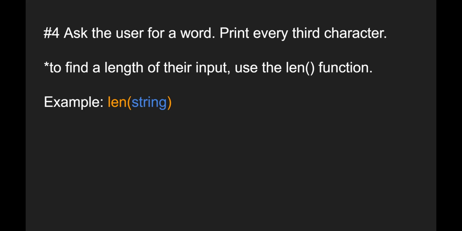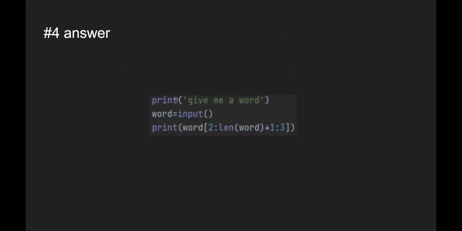I'll go over the answer now. So you say print give me a word, and then you store that word as an input. And then to print the word, like each or every third one, we would say print word, and then in brackets 2, because we want to start at the third one.